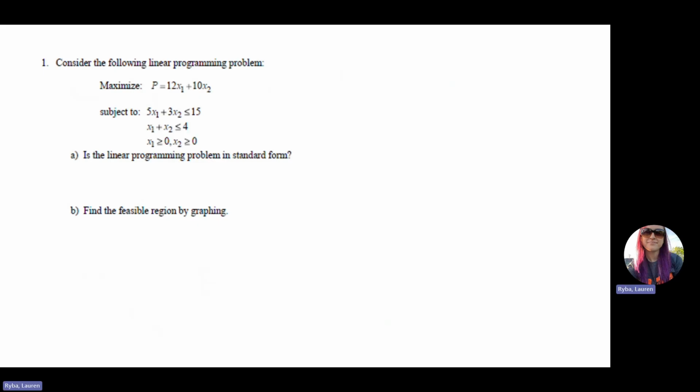It says, consider the following linear programming problem. We want to maximize the profit 12x1 plus 10x2, subject to the inequalities 5x1 plus 3x2 is less than or equal to 15, x1 plus x2 is less than or equal to 4, and then x1 and x2 are both greater than or equal to 0. So we're going to skip to part D first, and then I'm going to go back and show you how this connects to the graphing part.